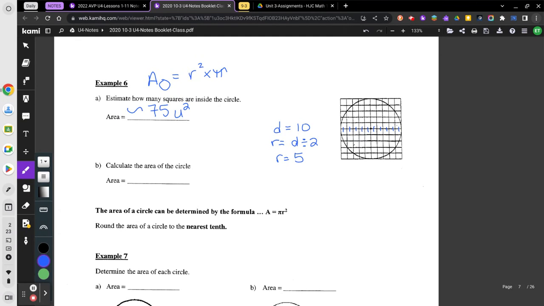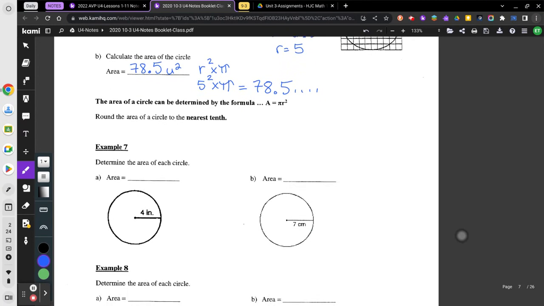Okay. Now we're finding the actual area. So we're going to go r squared times pi. So 5 squared times pi. That's going to give me 78.5, and that's going to round to 78.5. So we've got 78.5 units squared. Our estimate was very close. So if this is a multiple choice question and they say estimate, but they don't have decimal answers, that means you pick the one that's closest. That's all that means, okay, is you would pick the one that's closest.